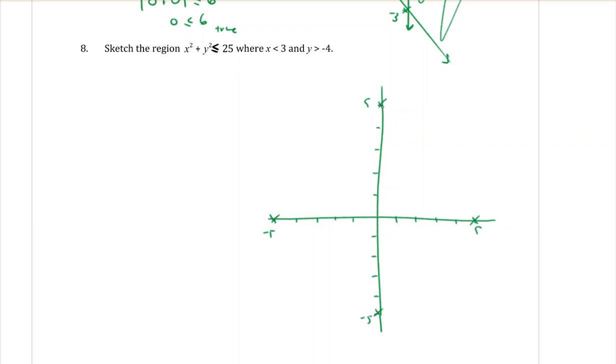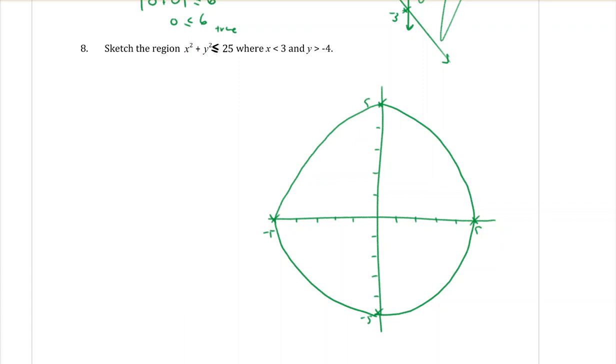Okay, is it a dotted or a solid line? Solid, great. Oh, that wasn't a very good curve. All right.